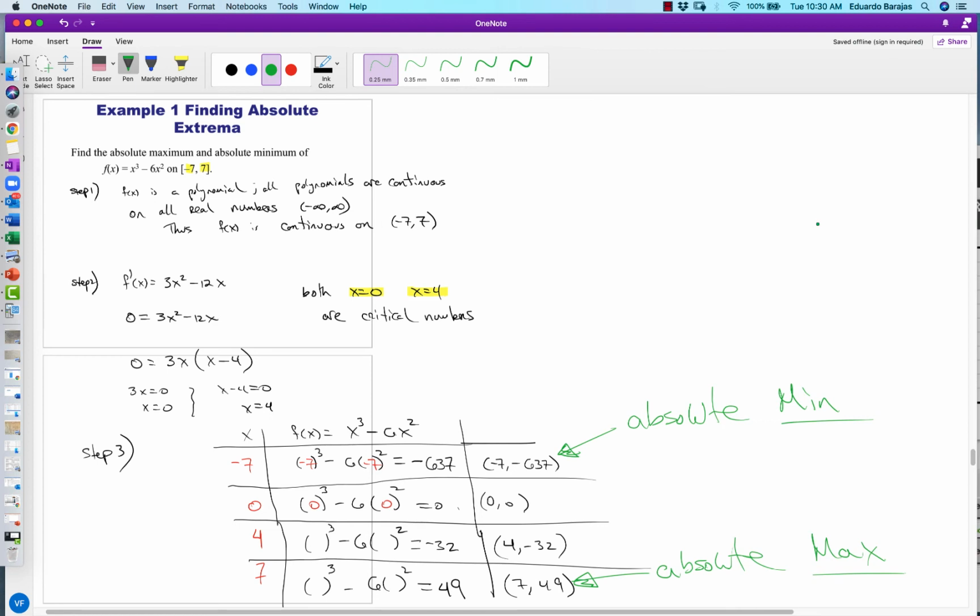And next, we've got to create this table so that we can figure out the outputs of our function at all the critical numbers plus the endpoints. Don't forget the endpoints. And then from there, we just have to figure out which one is the largest one. That's our absolute max, the largest output. And which one is the smallest output, that'll be our absolute minimum.